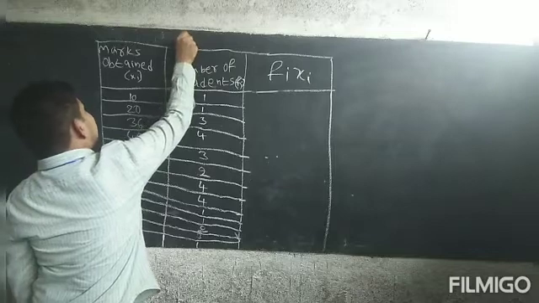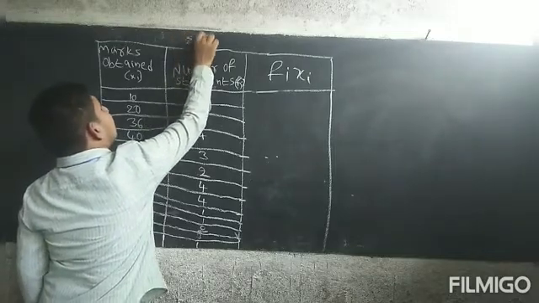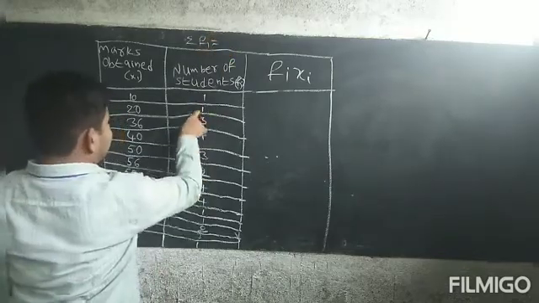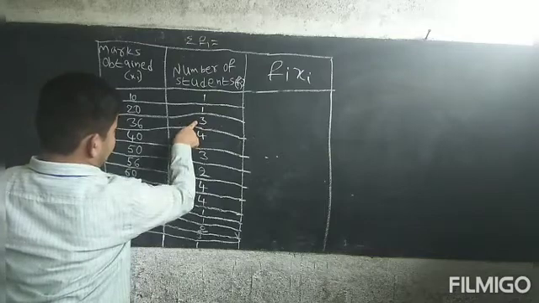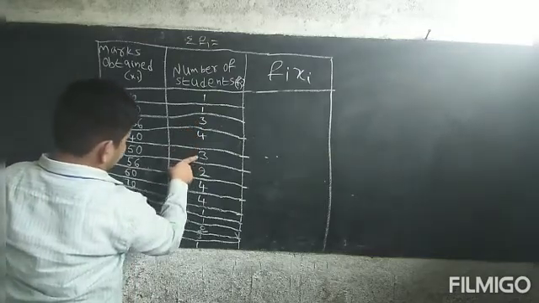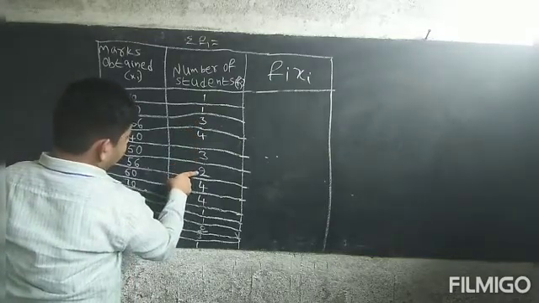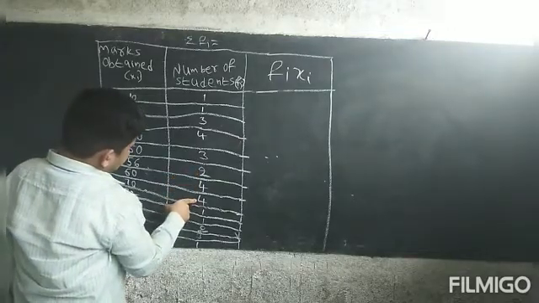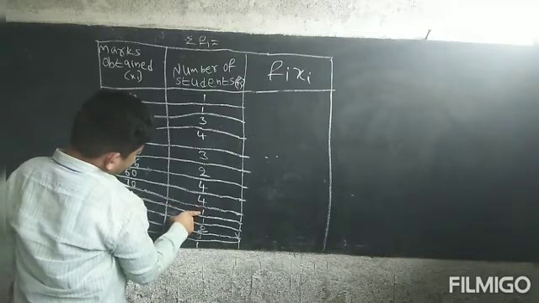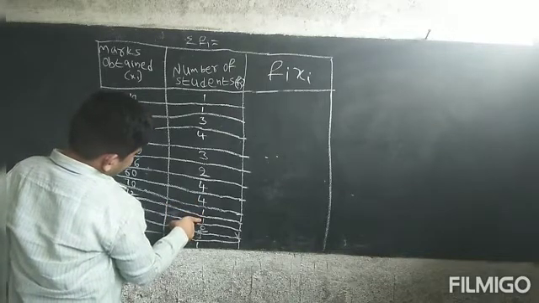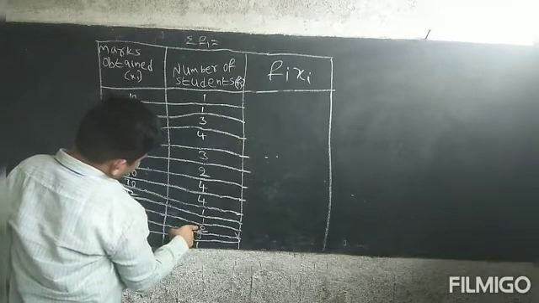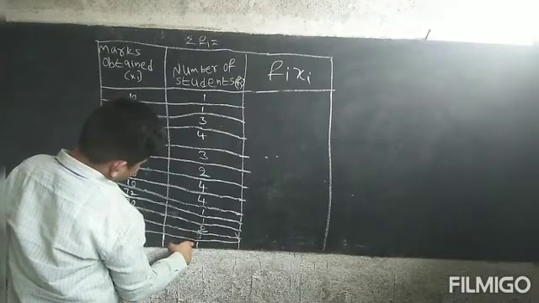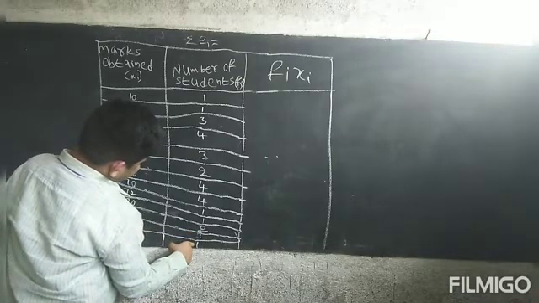Sigma fi equal to, let's count: 1 plus 1, 2; 2 plus 3, 5; 5 plus 4, 9; 9 plus 3, 12; 12 plus 2, 14; 14 plus 4, 16; 16 plus 4, 20; 20 plus 1, 21; 21 plus 1, 22; 22 plus 2, 24; 24 plus 3, 27; 27 plus 1, that's 28.